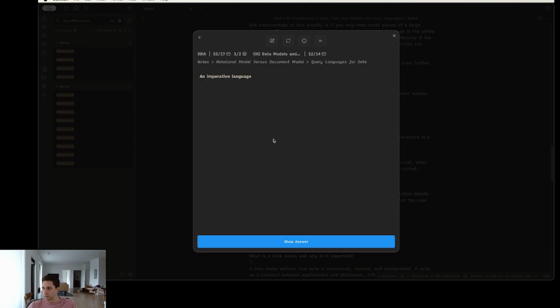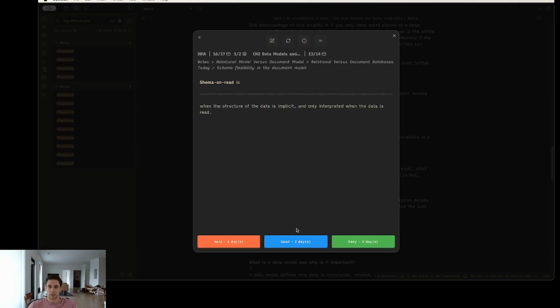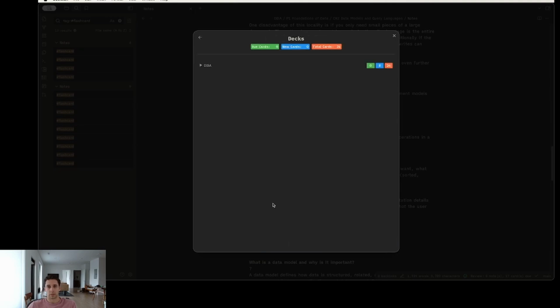An imperative language is like JavaScript. Probably not JavaScript. It's like a programming language where we give the computer a set of instructions to perform in a specific order. Schema on read is like a document model where we don't know exactly what we're getting until we read the document, when the data's read. And that's it. Nice. That's a good day.